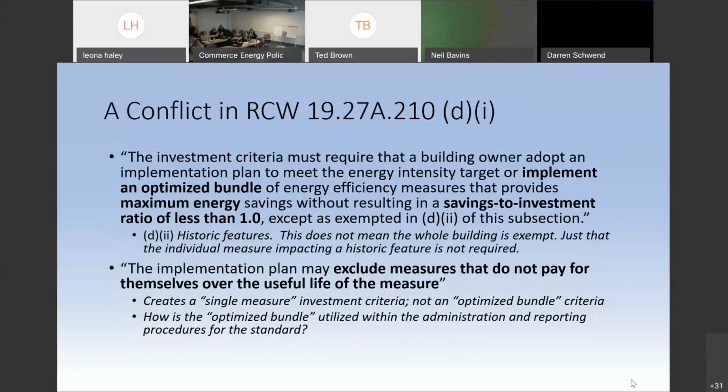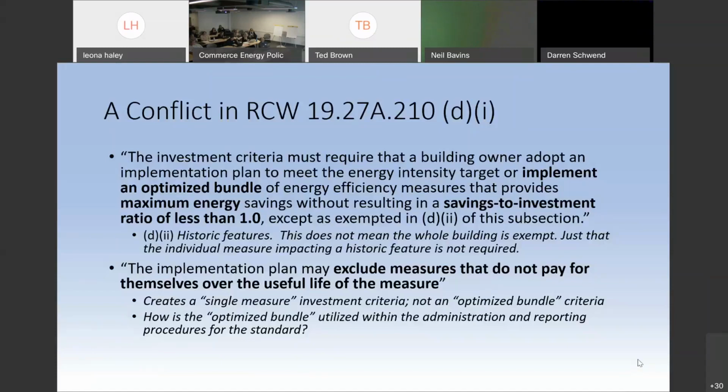And then we've got these two sections, which, frankly, are a bit of a puzzle for rulemaking to figure out. There's a bit of a conflict. The top section is very clearly talking about developing a cost criteria around an optimized bundle of measures with a savings to investment ratio of 1. And then the later criteria switches that to an individual measure criteria with a savings to investment ratio of 1.